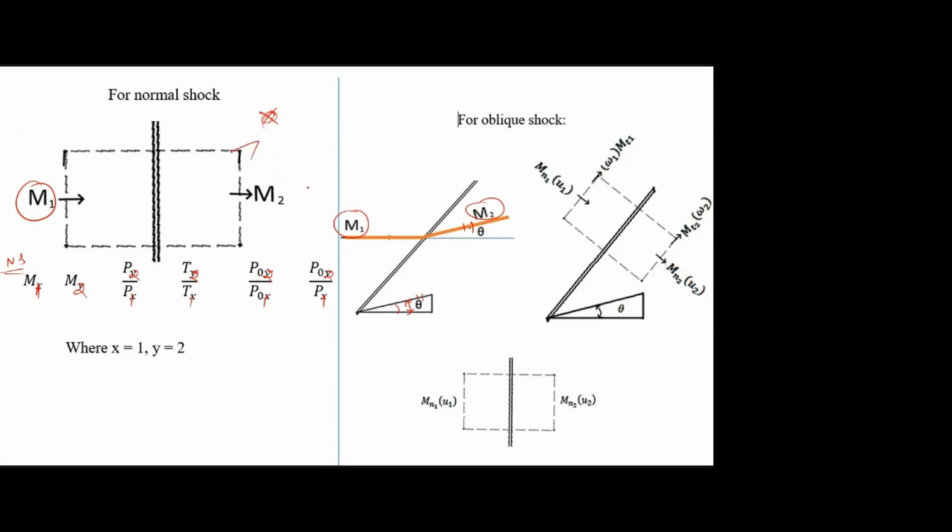Now similar to the normal shock, here also we have to draw the control volume. See here, we have taken the control volume normal to this wave. The control volume is aligned with the wave. So here also we have to draw the control volume like this, aligned to this oblique shock wave.